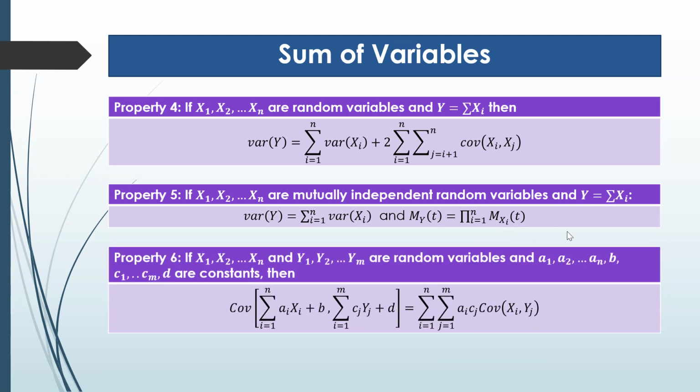Property 6: if x1, x2 to xn and y1, y2 to ym are random variables and a1, a2 to an, b, c1, c2 to cm, and d are constants, then the covariance of the combinations, the summation of ai xi plus b and the summation of cj yj plus d, is computed as the double summation of ai cj covariance of xi, yj, where i goes from 1 to n and j goes from 1 to m.